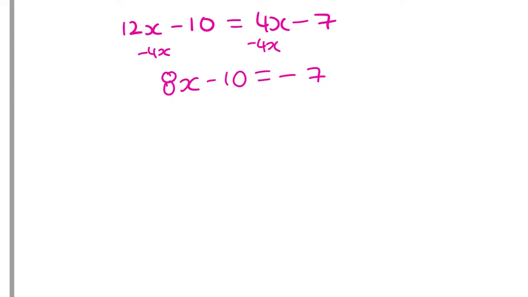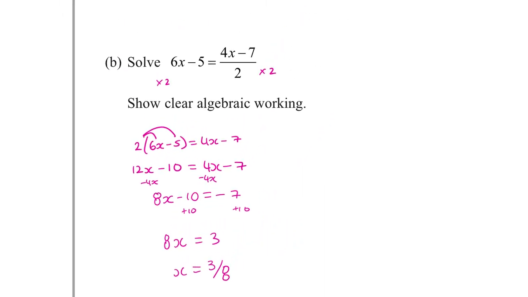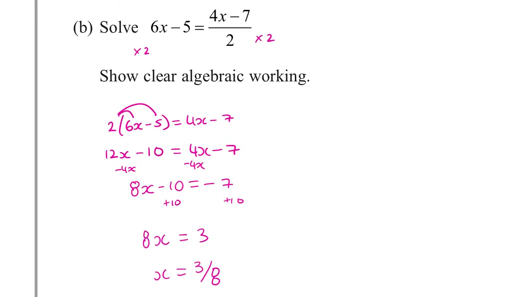What am I now going to do? Add 10 to both sides. 8x equals 3. Divide by 8. X equals 3 over 8. Now, how can I see if I was right? Leave it as a fraction. No, well, did you put 0.375? Now, we can actually check if this is right.